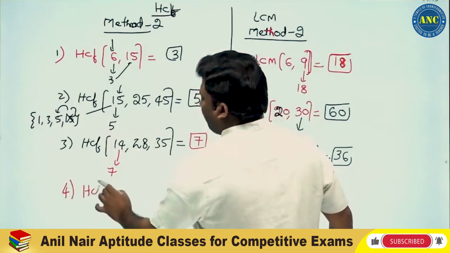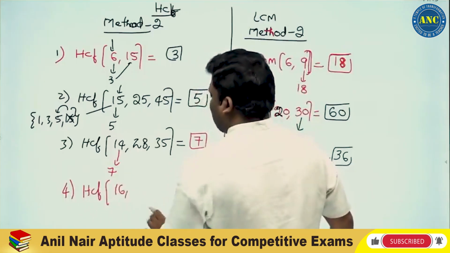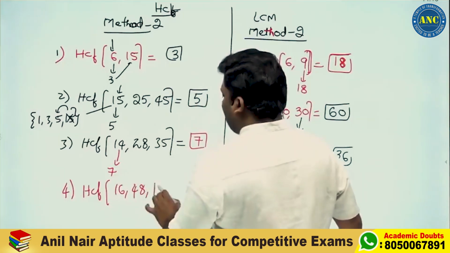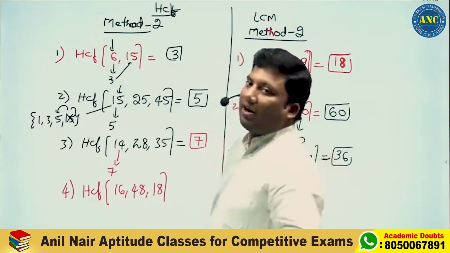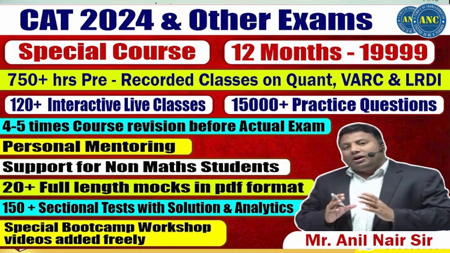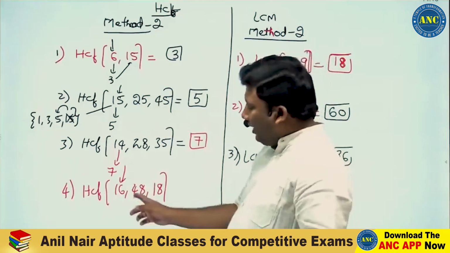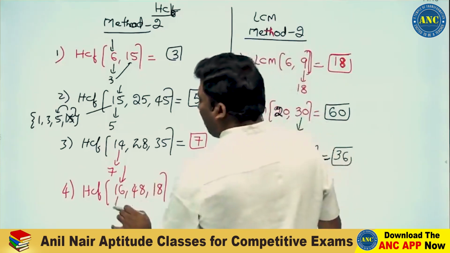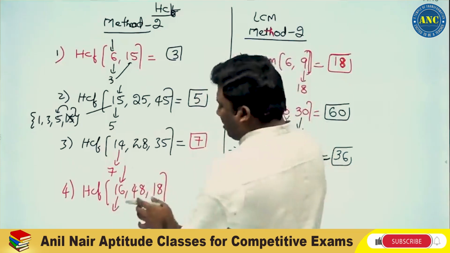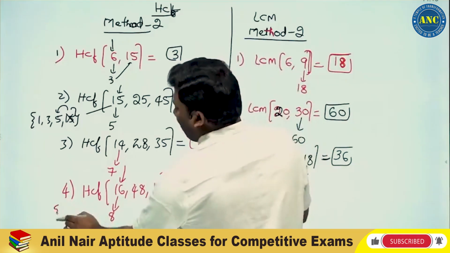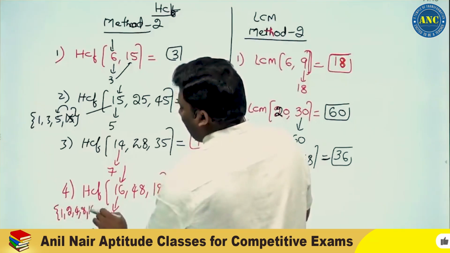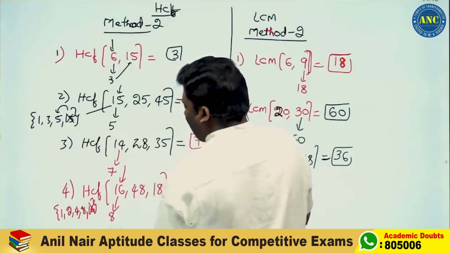Fourth question: 16, 48 and 18. Go to the smallest number, which is 16. Is 16 a factor of 18? No, not possible. What is the next largest factor of 16? It is 8. Let us write down the factors of 16: 1, 2, 4, 8 and 16. 16 is not working.